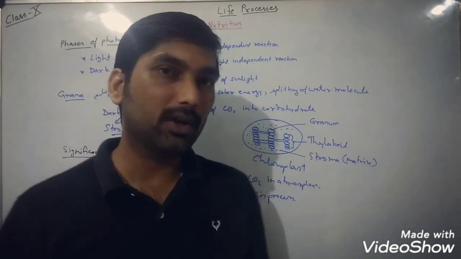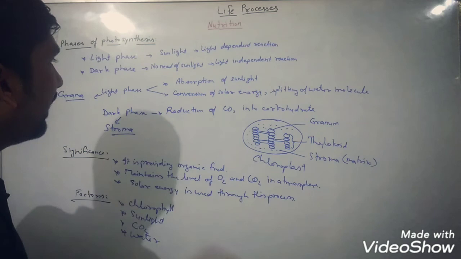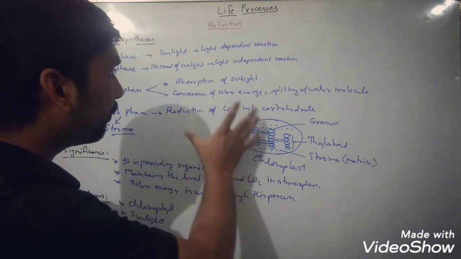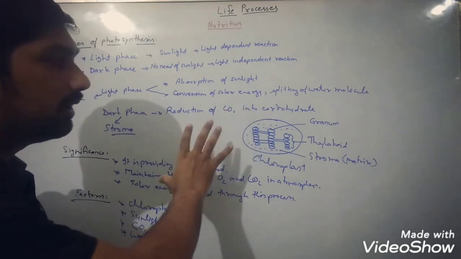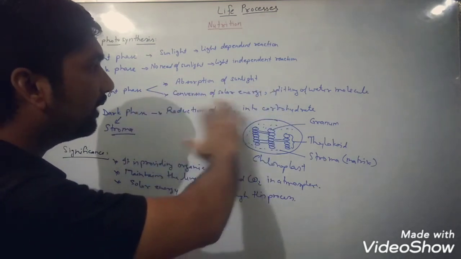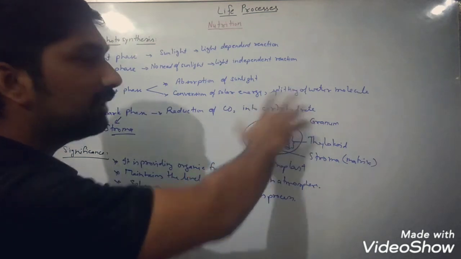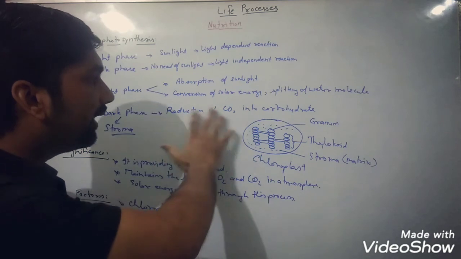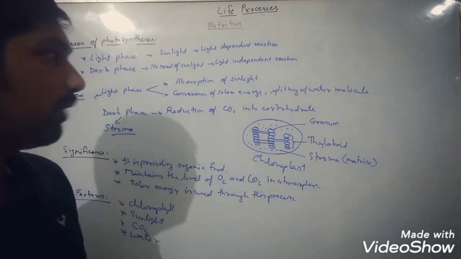Then the third one is the events of photosynthesis. That is again very important. What are the 3 events during the process of photosynthesis? It's also asked in the examination. The first one is absorption of sunlight. The second one is conversion of solar energy and splitting of water molecule. And the third one is reduction of carbon dioxide into carbohydrate.